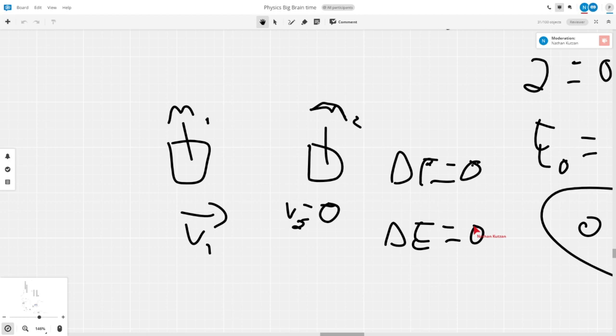So there's initial mass of the first object, initial mass of the second object, initial velocity of the first object, initial velocity of the second object, final mass of the first object, final mass of the second object, final velocity of the first object, final velocity of the second object. Most of the time the masses are the same, so the initial mass of one object is equal to the final mass of the other object. That doesn't matter.